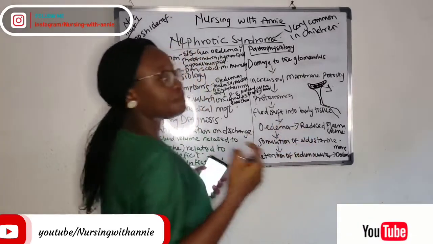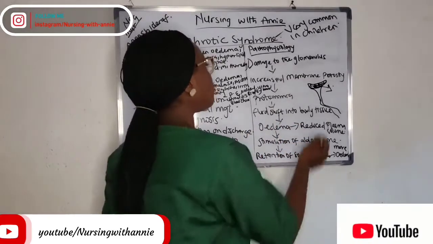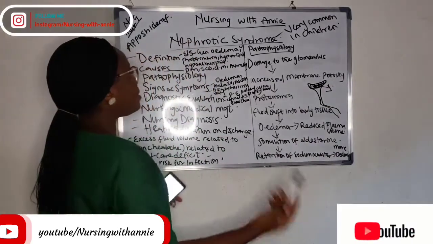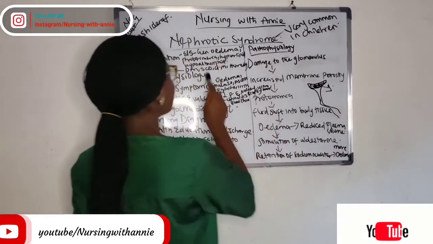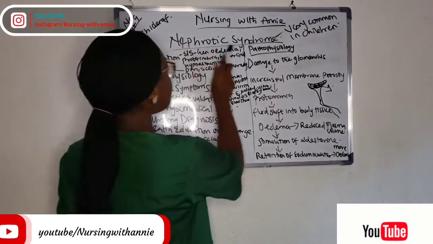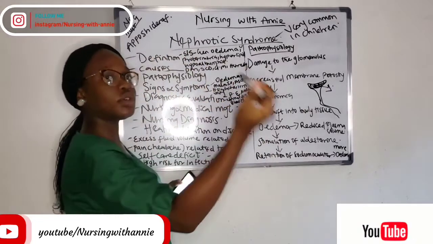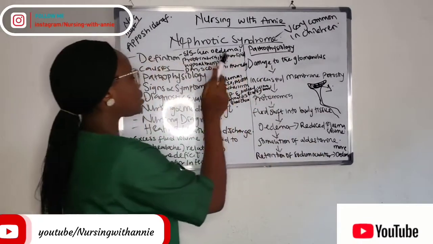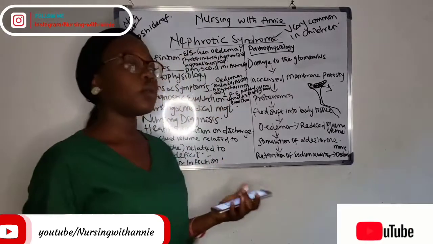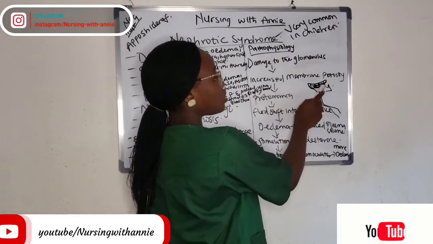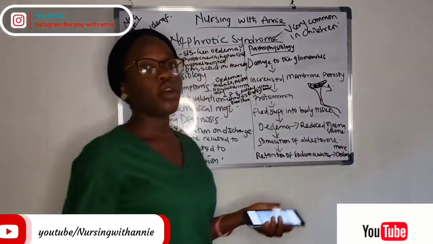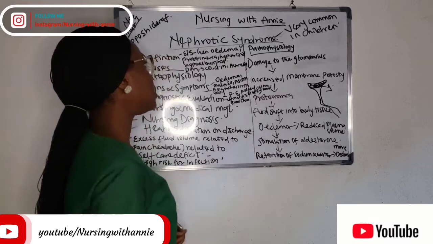So it is a condition whereby there's a damage to the glomeruli of the nephron, leading to some signs and symptoms like general edema. The reason is because there is fluid shift from the plasma into the body tissues. The person begins to present with proteinuria. The reason is because proteins are being lost from the glomeruli because this place is already damaged. Thereby, proteins are being lost from here into the urine, causing protein to be present in the urine.